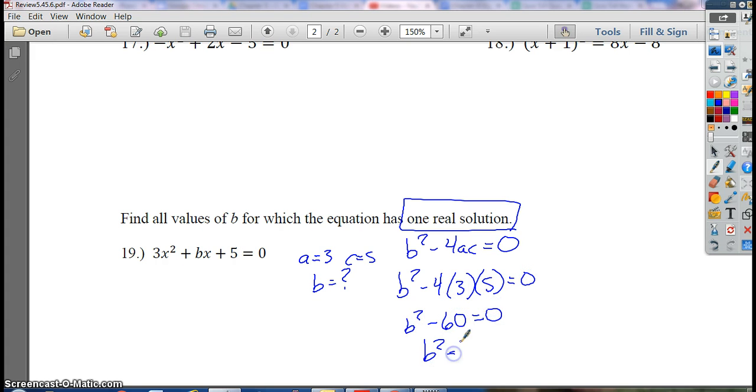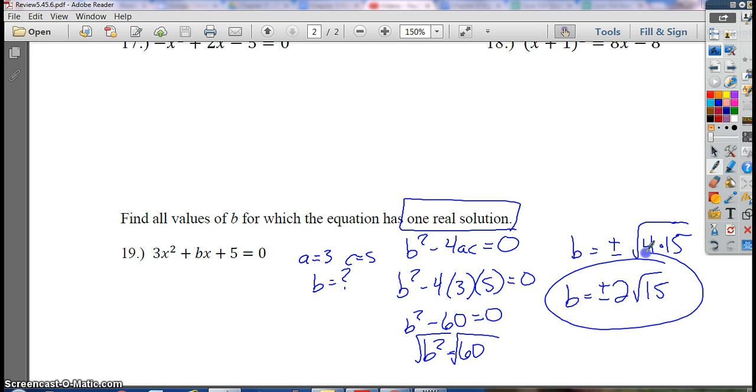B squared equals 60. And then I'm going to follow that up with the square root, so plus or minus the square root of 4 times 15. That was 60, and that would leave us with plus or minus 2 root 15. And these are the values for b that will give you one real solution when you do find out the formula.